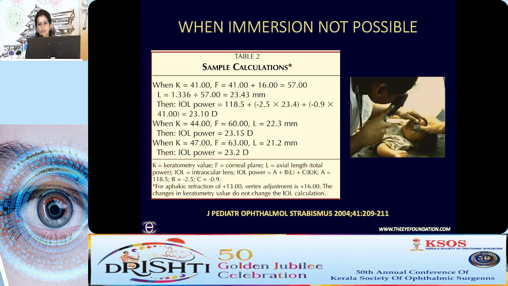So what happens when we cannot do an A scan? We can go with a technique which has been described, that is, do an aphakic refraction. And from the aphakic refraction, we can do a vertex adjustment and calculate the K. From the K reading, we can adjust the focal length, and from that, we can calculate the IOL power in the formula by dividing it with the refractive index. We get a rough axial length. So this is another technique which has been described, which can be done.